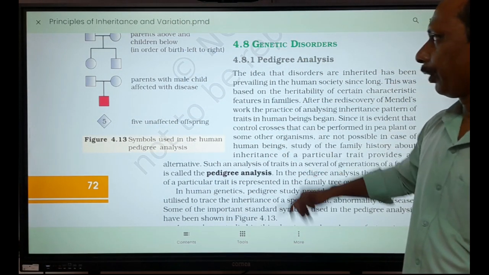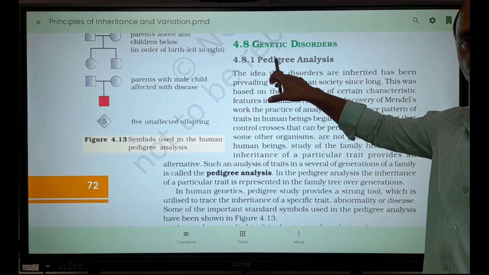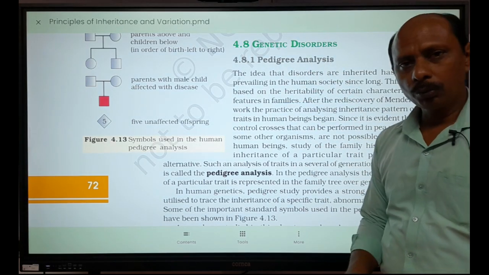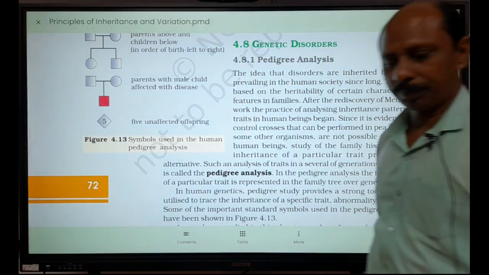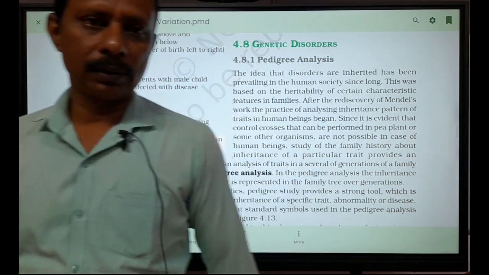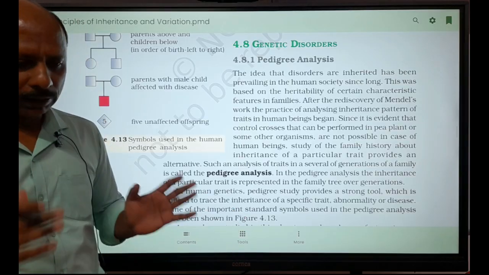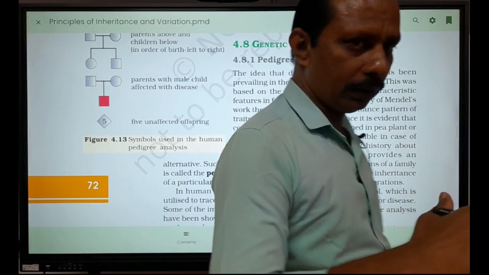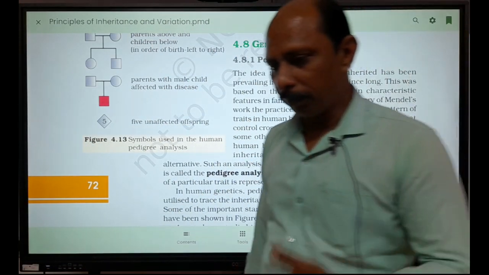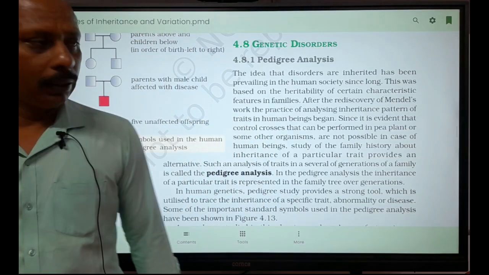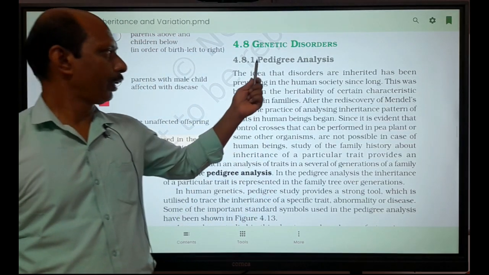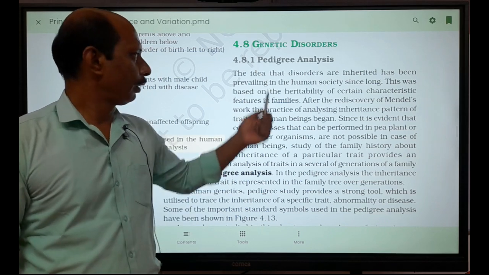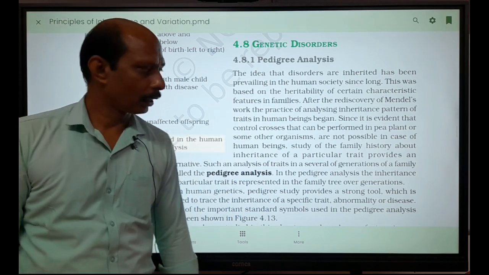Today our topic is genetic disorder. We start from genetic disorder. Before going to read about the genetic disorder, first here it is given pedigree analysis. Pedigree analysis means the study of a specific trait generation after generation, in various generations, right? How it is inherited in the next generation. That is, we can study it through pedigree analysis, right?